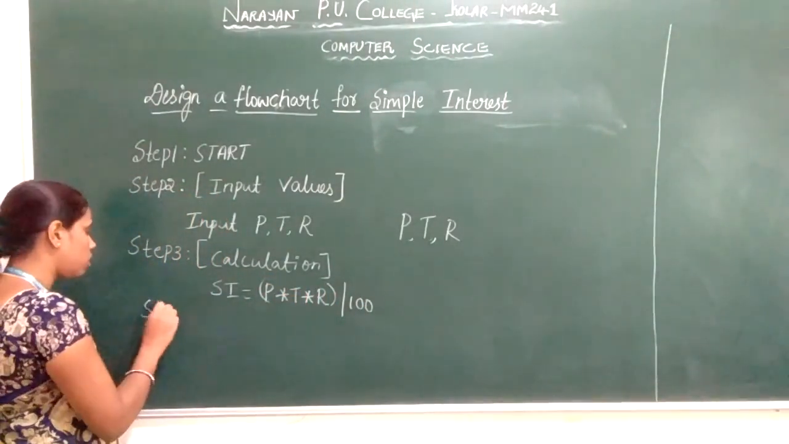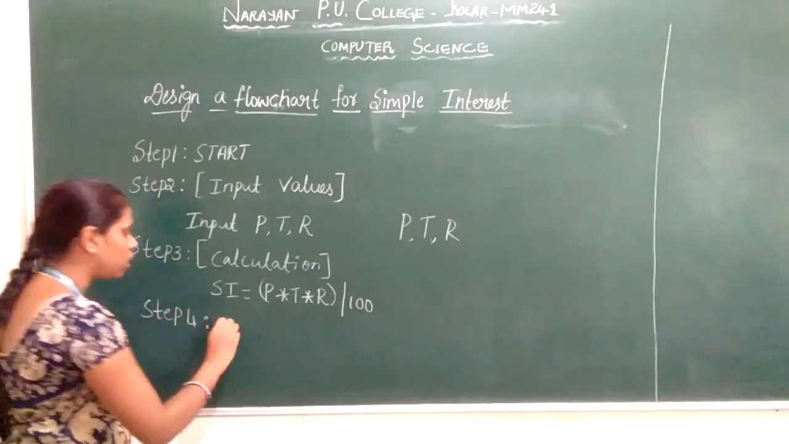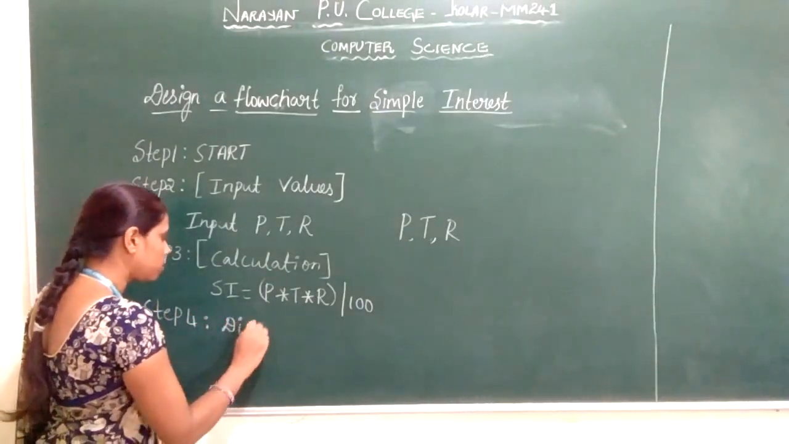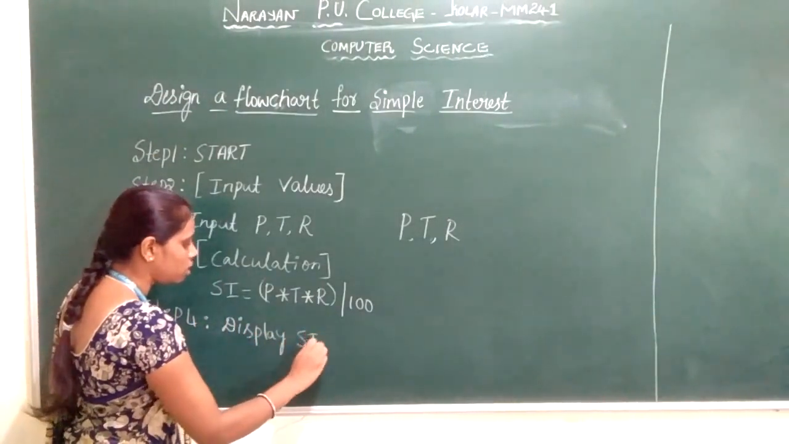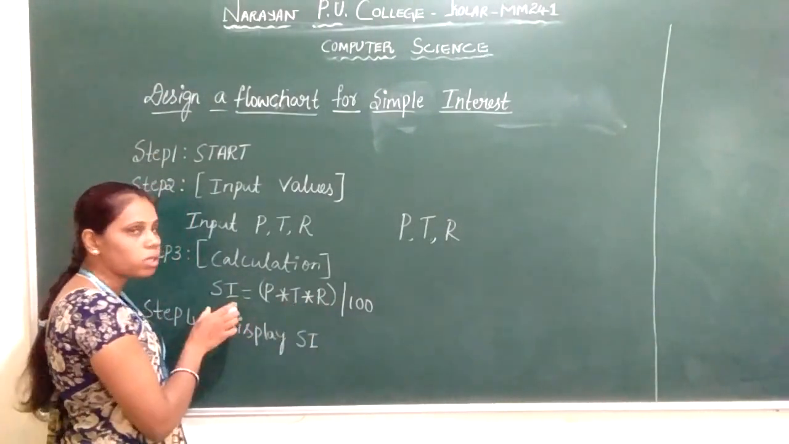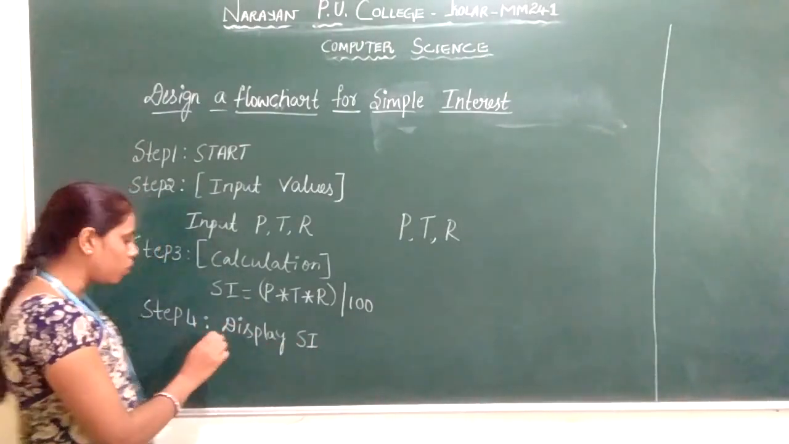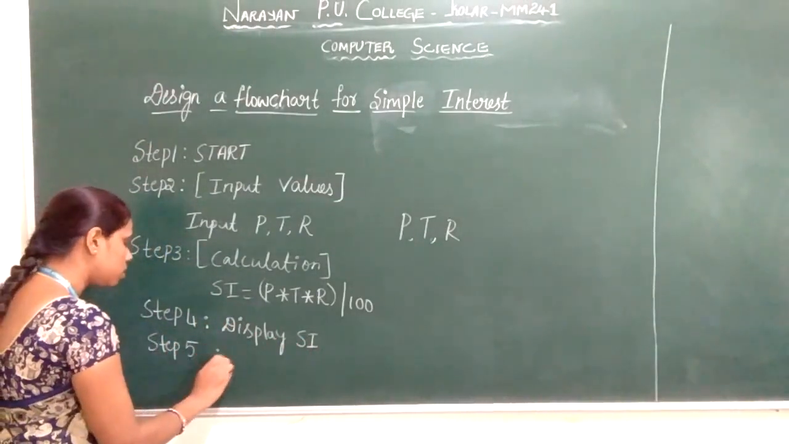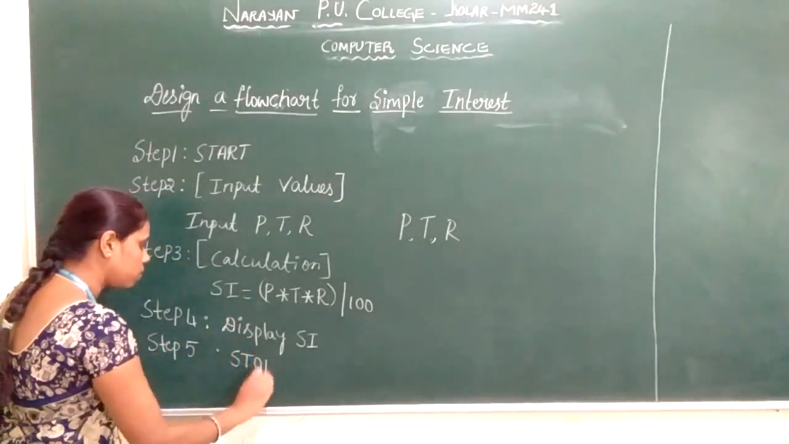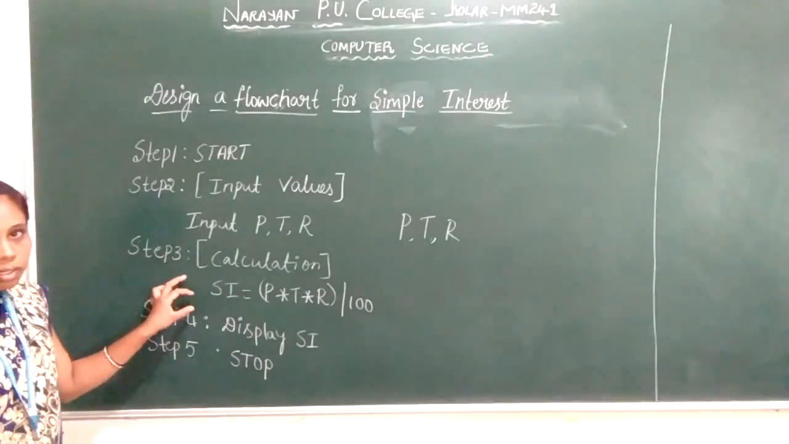Next, step 4 is you need to display the output. So display simple interest. See, this calculation value is stored in SI. So we are displaying SI. That will be your output. Next, step 5 is stop. So this is an algorithm for finding the simple interest.